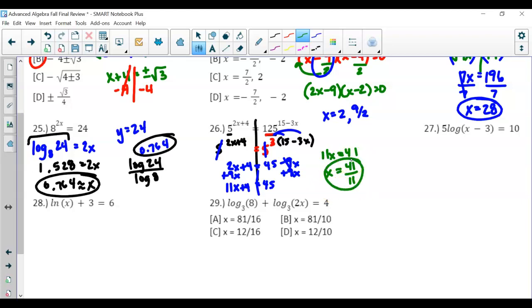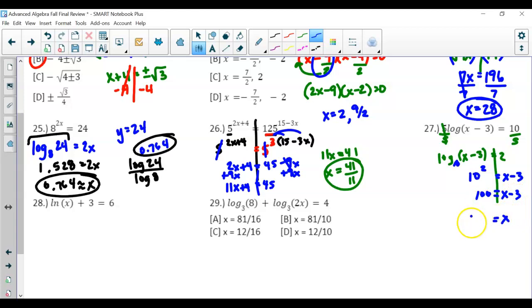So now 27, we're solving a log equation. But notice how it's being multiplied by 5. So again, divide by 5, right? Get it by itself. So now I've got log of x minus 3 is equal to 2. Now it's just the one log, so we have to convert it. But what is the base? Common log base 10. So this is 10 to the second power is equal to x minus 3. Well, 10 squared is 100, and that is equal to x minus 3. So when you add 3, x is equal to 103.